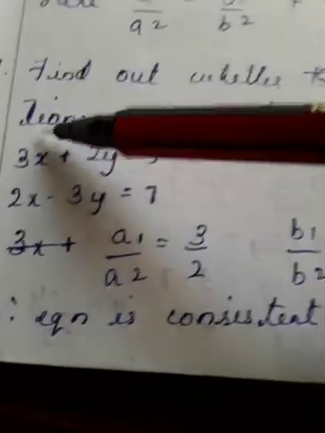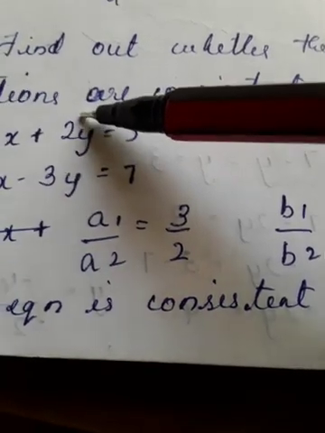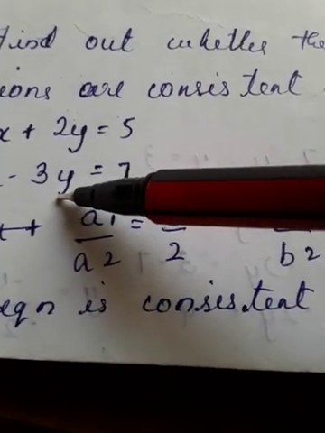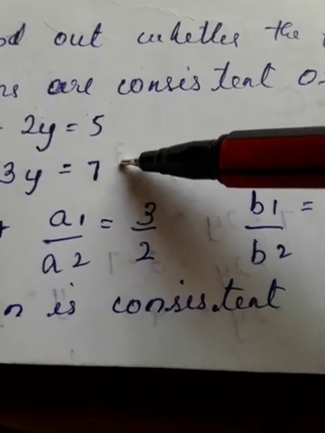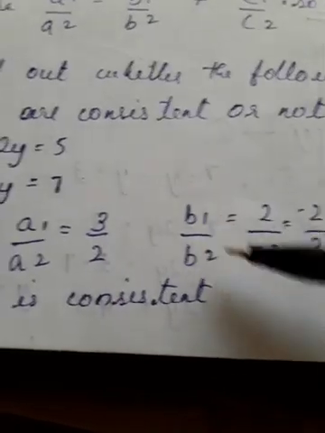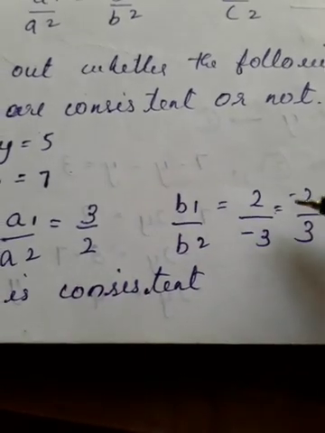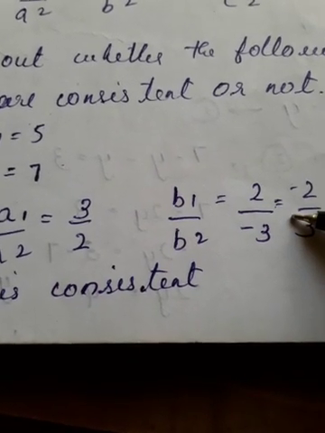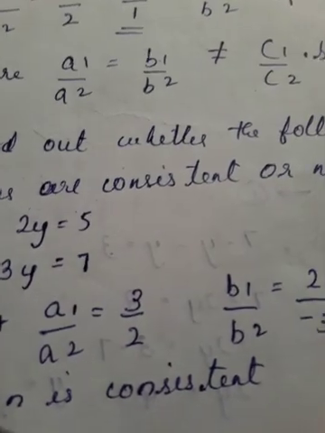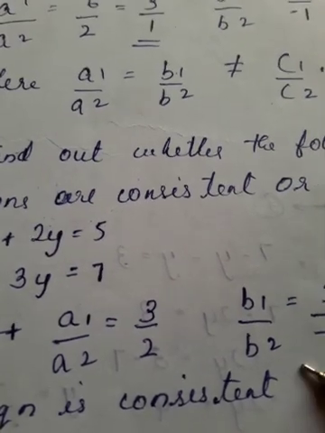So here we can take a1 equals 3, b1 equals 2, a2 equals 2, b2 negative 3, c1 5, c2 7. First we find a1 by a2, that is 3 by 2, and b1 by b2, 2 by negative 3, that is negative 2 by 3. Here a1 by a2 is not equal to b1 by b2, so no need to find c1 by c2. So the pair of linear equations is consistent.